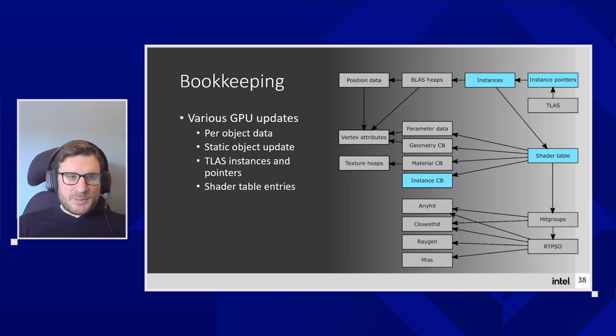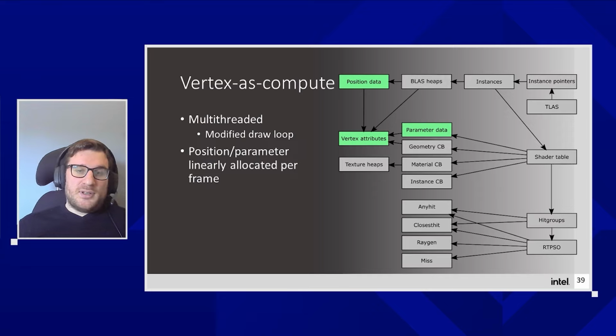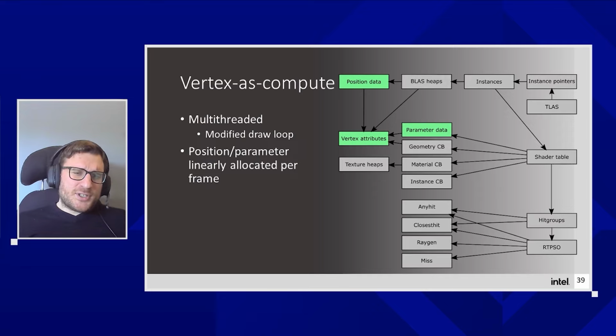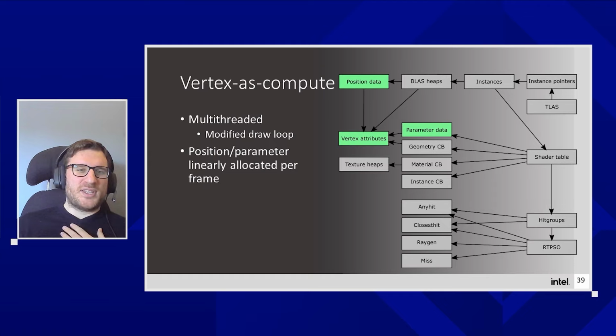After this small bookkeeping step, that is very cheap in general, we run the vertex compute, which is basically a modified draw loop that fetches the vertex attributes, runs a compute shader that emulates a vertex shader, and then writes the final position data on the GPU. This is running multi-threaded, like all our draw loops, and it's actually more expensive on the CPU than the GPU, I would say, but it allows us to write the position data.